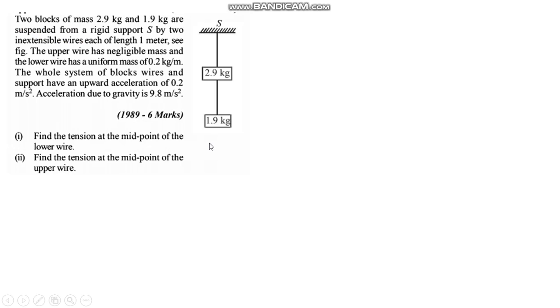So let us move to the next question. Two blocks of mass 2.9 kg and 1.9 kg are suspended from a rigid support S by two inextensible wires, each of length 1 meter. See in the figure, the upper wire has negligible mass and the lower wire has a uniform mass of 0.2 kg per meter. The whole system of blocks, wires and support has an upward acceleration of 0.2 meter per second square. Acceleration due to gravity is 9.8.